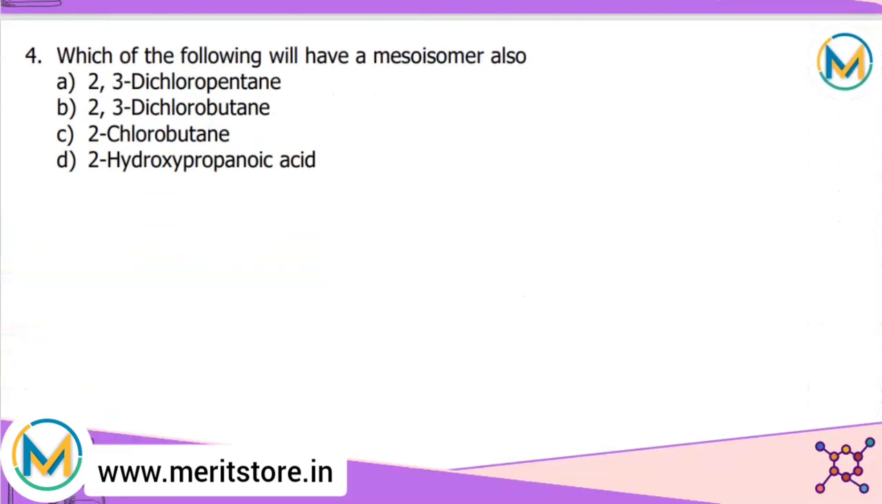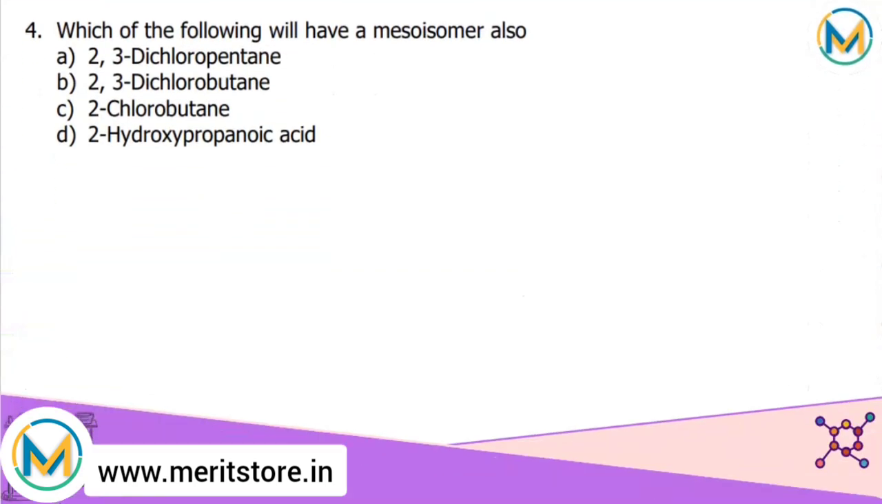Looking towards the next question. Which of the following will have meso-isomer also? So a meso-isomer is a molecule where you can cut the molecule in 2 equal halves and they form each other's mirror image. I'll show you.